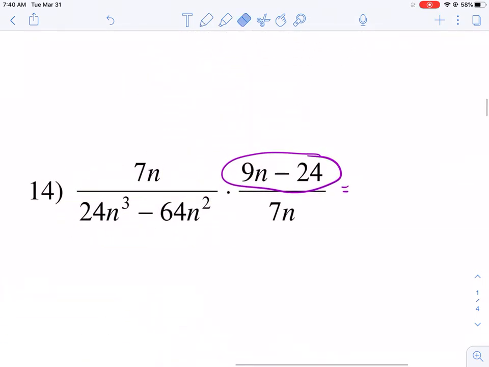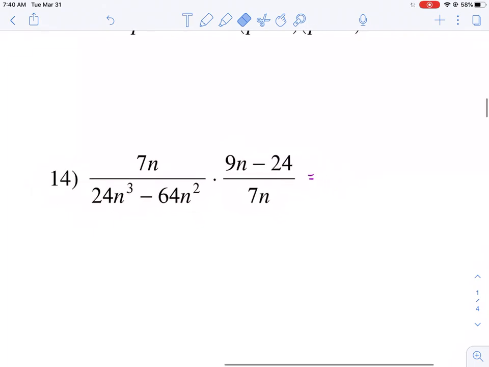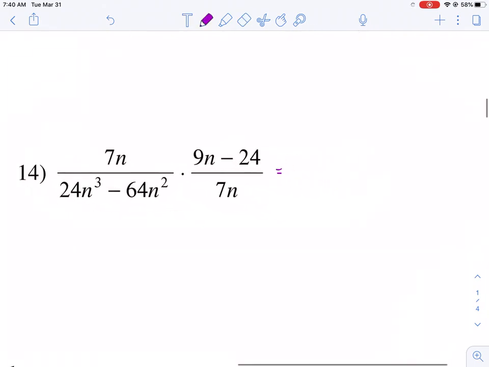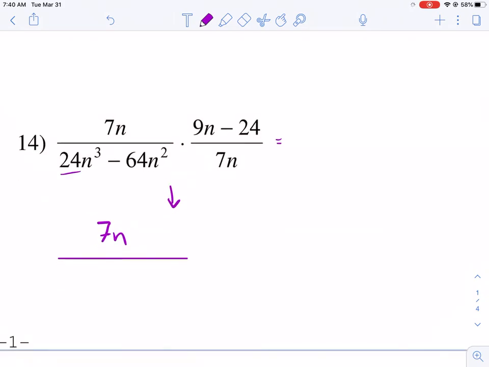So the first thing we need to do is factor. Okay? So I'm going to rewrite this problem below. So I have 7n over, and now I need to factor. What are my common factors between 24n cubed and 64n squared? So I know that 2 goes into both. I know that 8 goes into both. I think 8 is the biggest number that goes into both. Yes, it is. So 8 is going to be factored out.